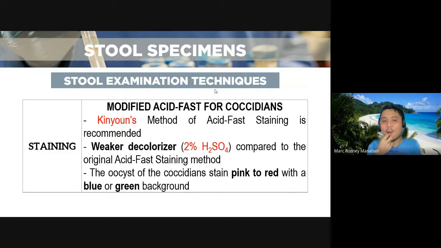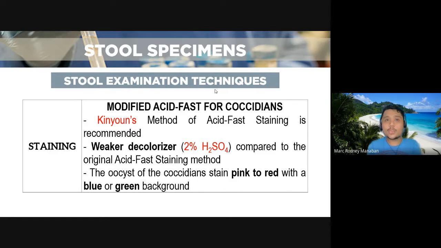Now, this is modified, by the name itself, of course. It follows the same procedure as acid fast staining, but the difference is that a weaker decolorizer is used. What is the difference between the modified acid fast and the original acid fast method? The modified acid fast uses a weaker concentration of acid, because the normal acid fast staining uses a higher concentration.